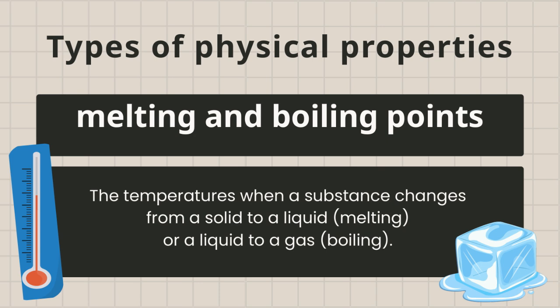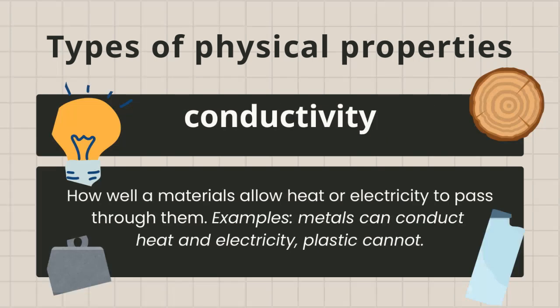These temperatures are key indicators of a substance's characteristics and are essential in many scientific and industrial applications. So, by knowing the melting and boiling points, we can better understand how substances behave under different conditions and how to use them effectively. Now, let's talk about the types of physical properties, specifically how well a material allows heat or electricity to pass through it.